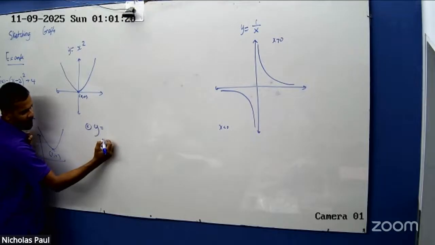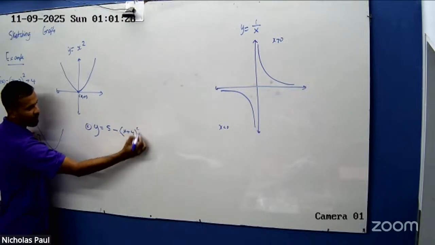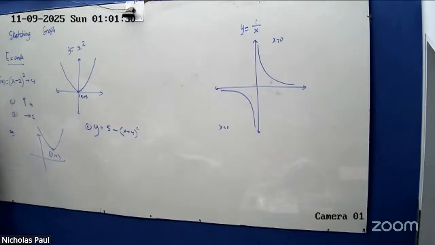Try this one for a minute. Let me change it up a little bit. Let me put a 5 here. Let me put a minus here. And x plus 4 here. Try that. But you can see why it's the minimum point as well.